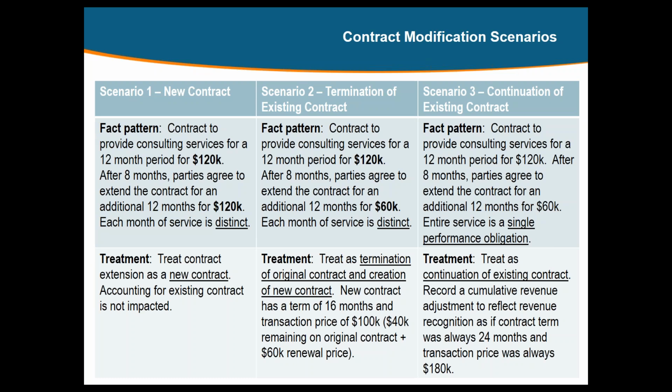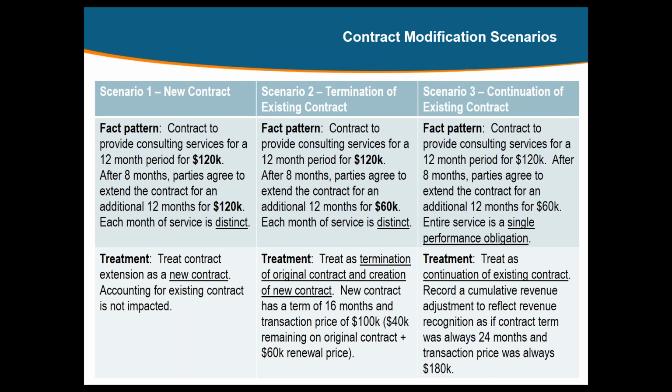So now let's look at scenario 2. So this is termination of the existing contract and a creation of a new contract. So what this says, if you have a modification and you fall within this scenario, you view it as terminating that existing contract at the date of modification and creating a new one. Any remaining services from the initial contract would be carried forward to the new one, and any remaining transaction price that wasn't previously recognized would be carried forward to the new contract.